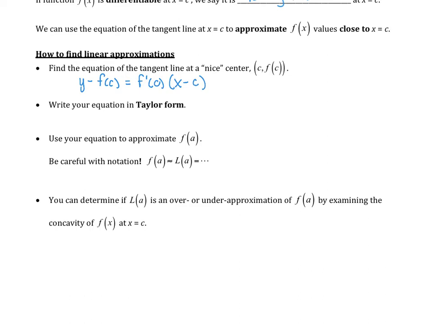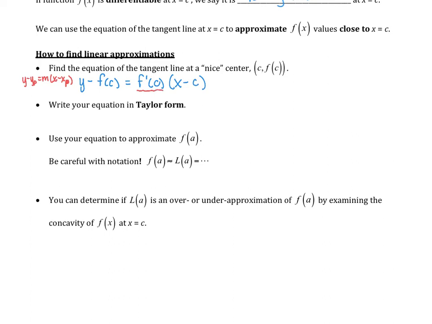Keep in mind this is going back to point slope form. If you remember the idea of point slope form, y minus the y value of the point equals m times x minus the x value of the point. So if you look at this, this is really the same equation. Instead of m, we've put what the slope is at that point.